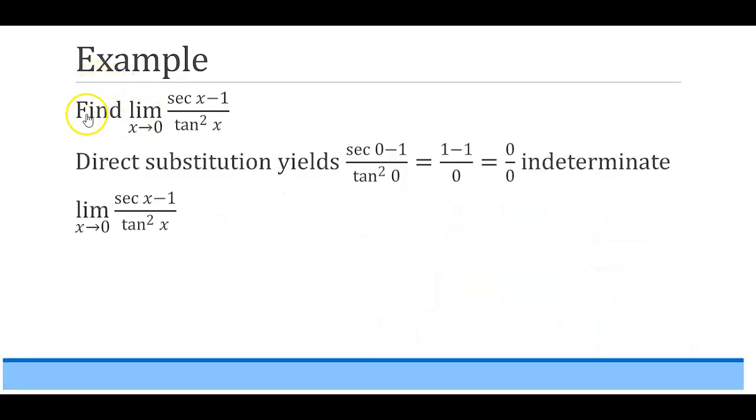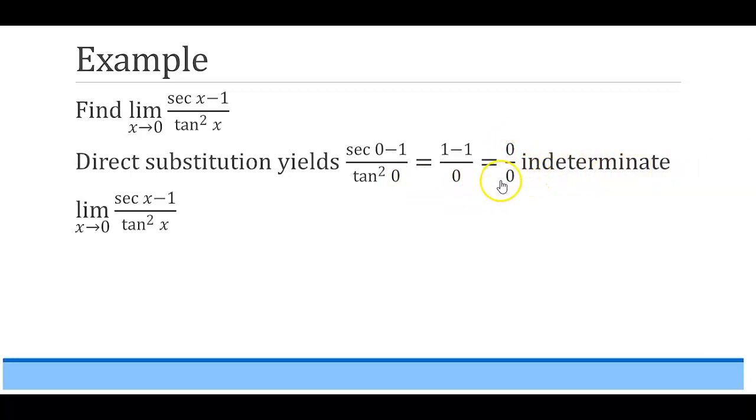In this next example, we're going to find the limit as x approaches 0 of the quantity secant x minus 1 over tangent squared x. Now, if we apply direct substitution, which always should be our first step, that is going to give us secant 0 minus 1, which is 1 minus 1, or 0. And in the denominator, tangent squared of 0 is just 0. So we do end up with 0 over 0, that indeterminate form.